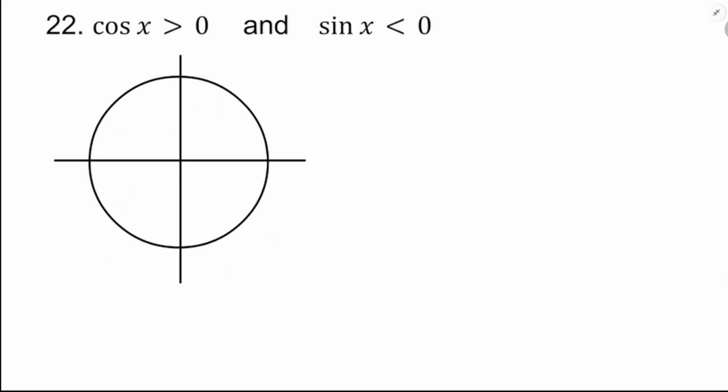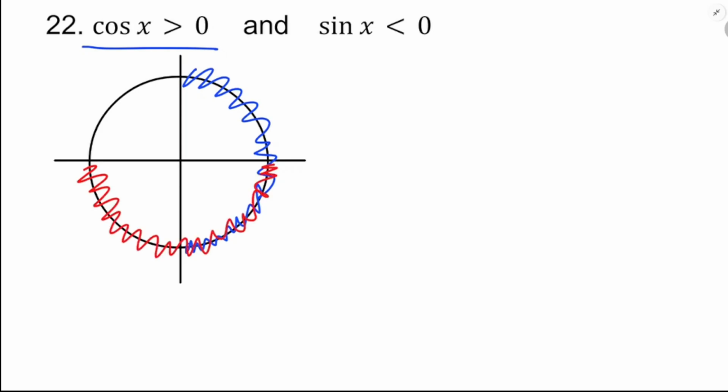All right, now this one, cosine's positive and sine's negative. Okay, I think we'll just do this one the same way we were doing the other ones with shading. But cosine's positive, that's going to be everything over here in the first and fourth quadrants. And sine is negative. Okay, well, that's everything in the third and fourth quadrants. So that's only going to be the fourth quadrant. And so that's going to be 3 pi over 2 less than x less than 2 pi.